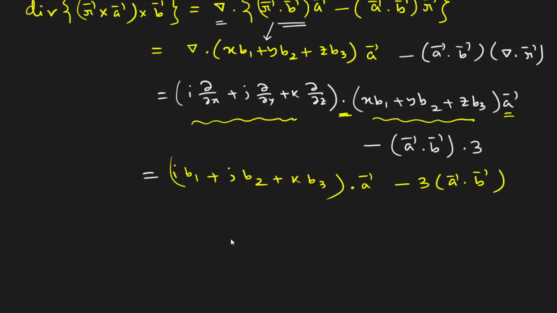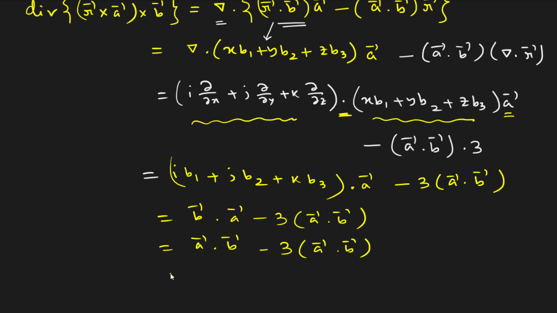Now see what this one is: i b1, j b2, k b3. This is nothing but b bar. So b bar dot a bar minus 3 into a bar dot b bar. Okay, a dot b and b dot a are the same, 3 into a bar dot b bar. So if you subtract it, you will get minus 2 into a bar dot b bar. This is the answer.